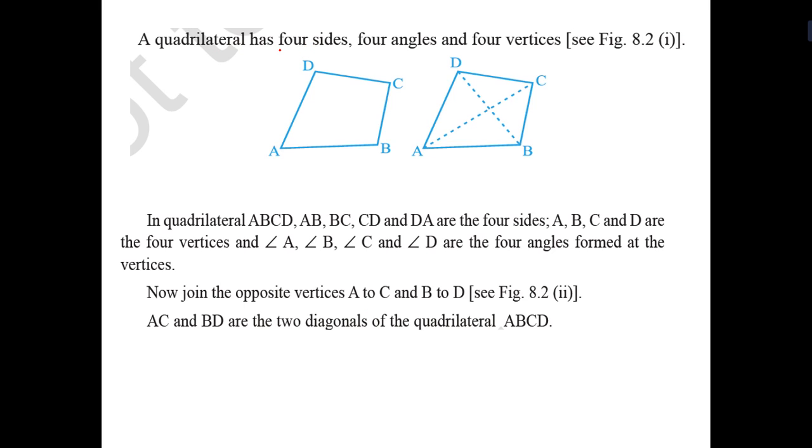The quadrilateral has 4 sides, 4 angles and 4 vertices. Name the 4 sides: AB, BC, CD and DA. The 4 angles are angle A, angle B, angle C, angle D. The 4 vertices are A, B, C and D. And 2 diagonals: if we join the opposite vertices, we get a diagonal. So the 2 diagonals are AC and BD.